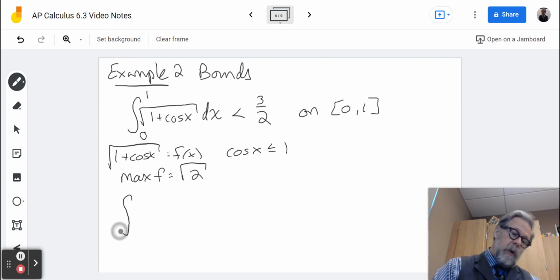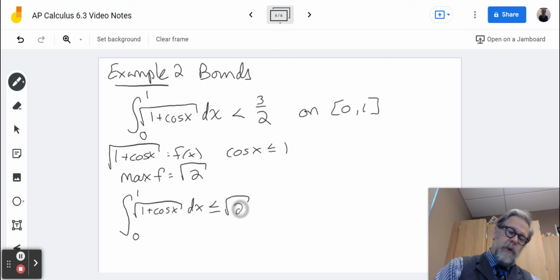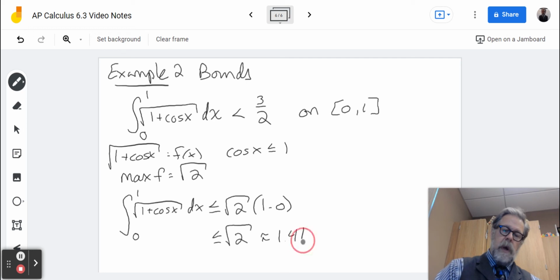So the integral from 0 to 1 of square root of 1 plus cosine x dx must be less than or equal to square root of 2 times the interval, which means it must be less than or equal to the square root of 2, which of course is approximately 1.41, which is in fact less than 3 halves.